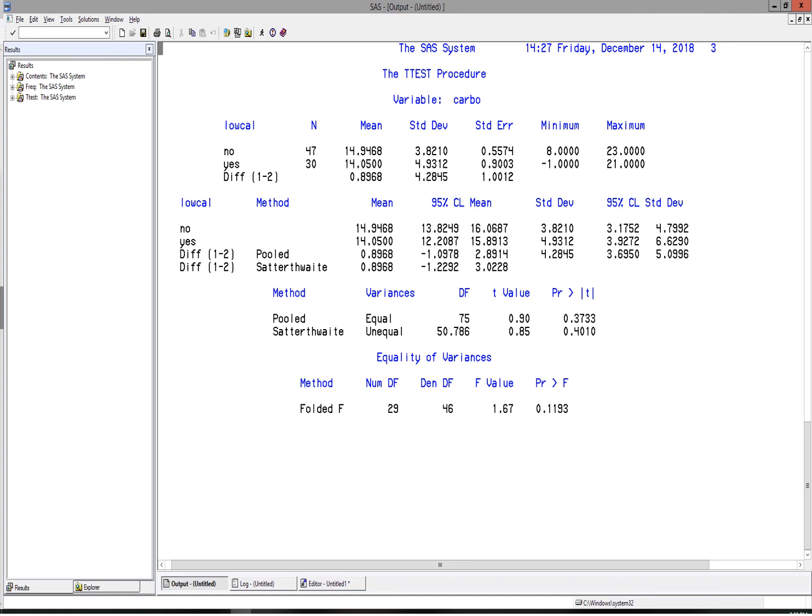That is, we don't think there's enough evidence at the 0.05 level to conclude that the mean carb content is different between the two groups of cereals. We don't think the means are different. Low-cal and non-low-cal cereals, on average, are the same in terms of the amount of carbohydrates. Pretty straightforward, right?